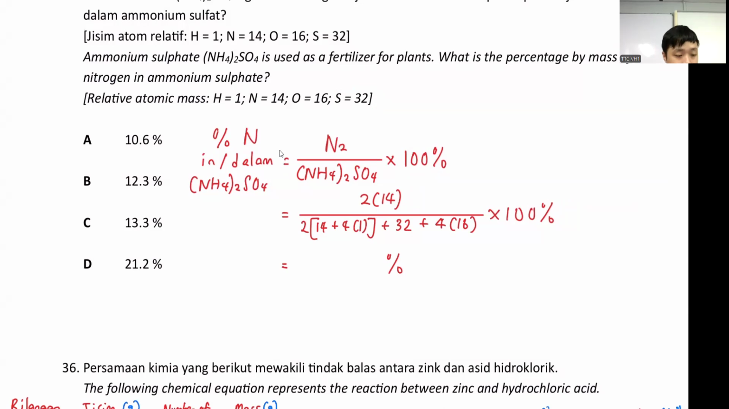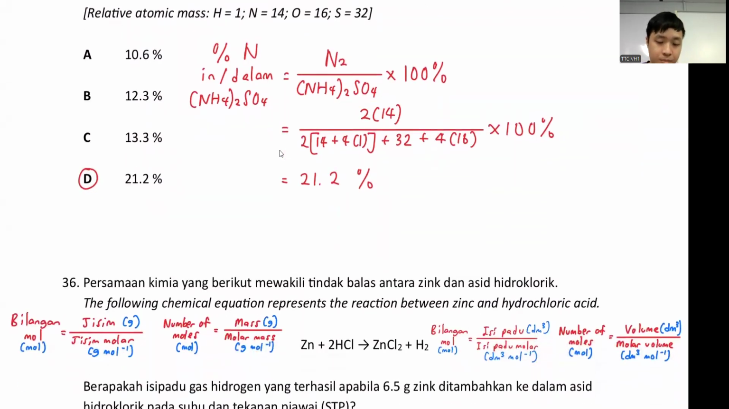Okay, what do I get? Give me a second. 28 over 132. 21.2%, is it? I think it's 21.21212121, right? So it becomes 21.2%. So the answer is B.